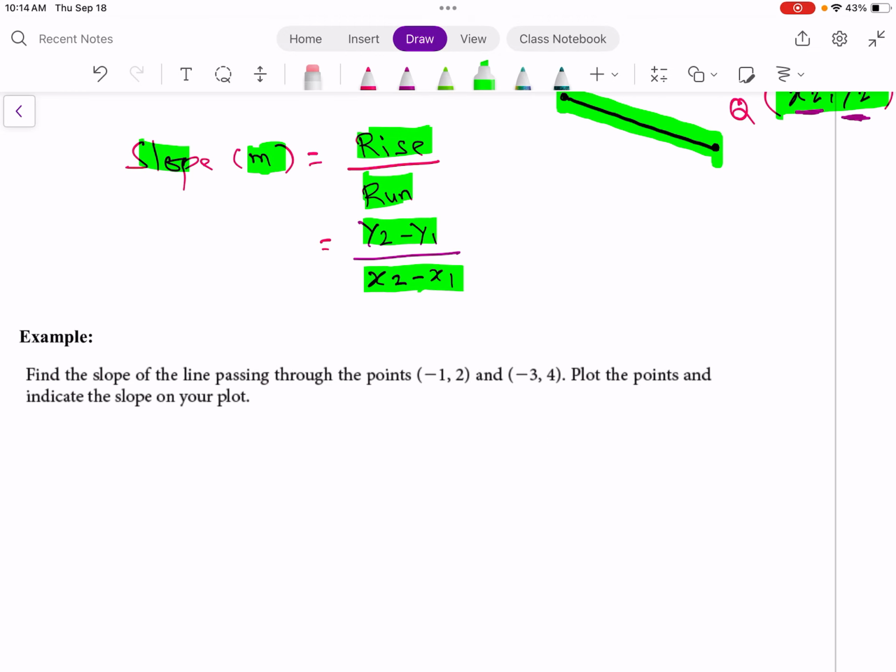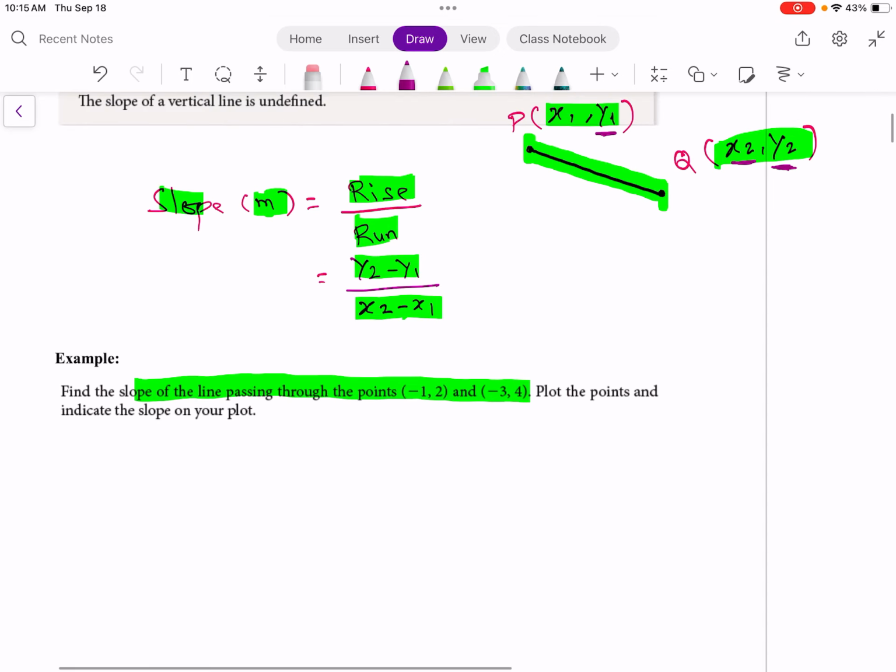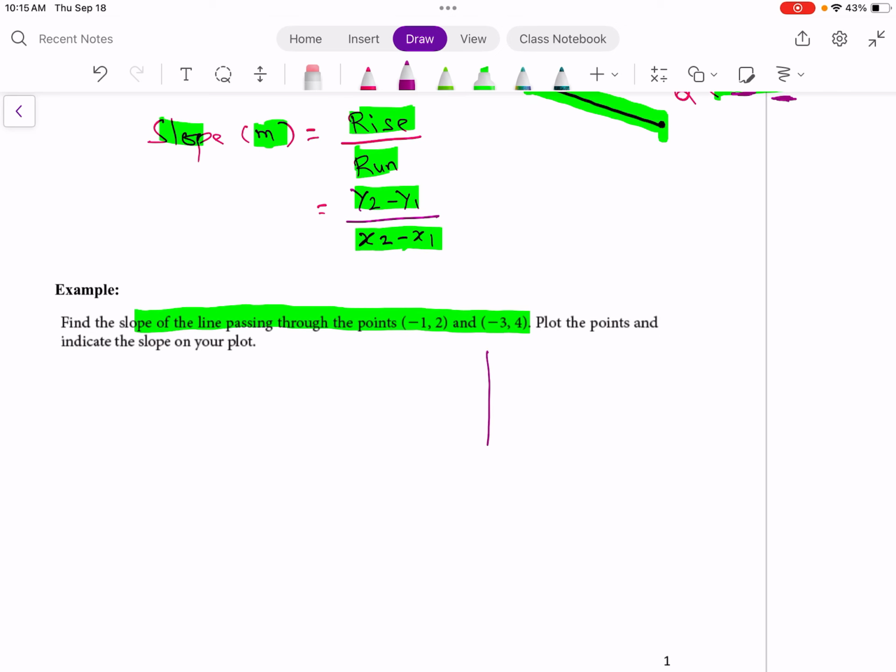Here we are asked to find the slope of a line passing through two points. So we have these two points. Let's draw these two points in a Cartesian coordinate system. We need the x-axis, the y-axis, and the origin. So this is 1, 2, 3, 4, then 1, 2, 3, 4, 5, 6, then -1, -2, -3, -4, -5, and -1, -2, -3, -4.